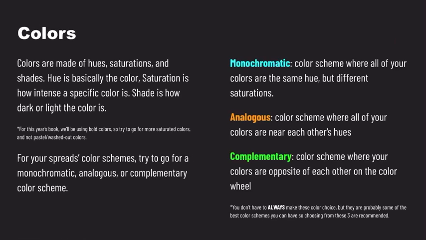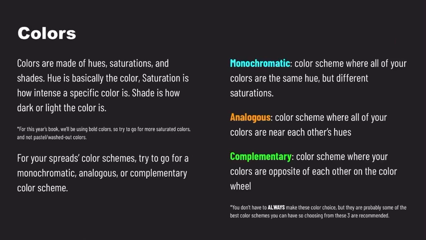Colors. Colors are made of hues, saturations, and shades. Hue is basically the color, saturation is how intense the specific color is, and shade is how dark or light the color is. For your spreads, color schemes, try to go for monochromatic, analogous, and complementary color schemes.